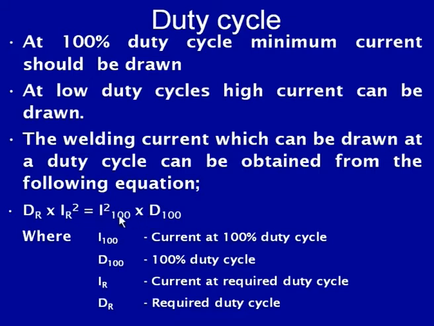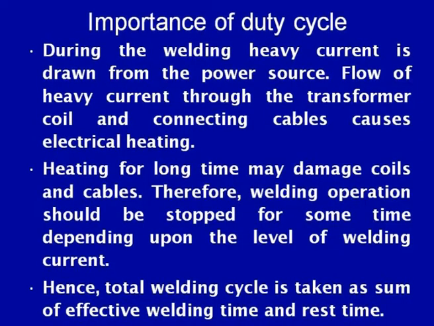Using this equation, if we know the current value which can be drawn at 100% duty cycle, then we can determine the duty cycle for a particular current rating, or the current which can be drawn from the power source at a particular duty cycle. So, it is important to select the proper duty cycle for a given current. If we do not take that as per the requirement, it will cause unnecessary overheating of the welding coils and cables. These can get damaged.